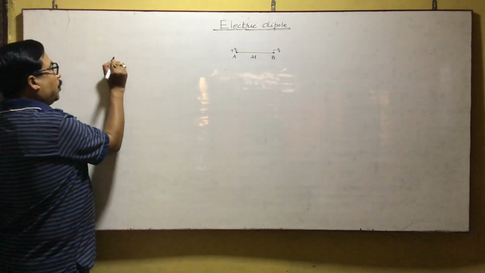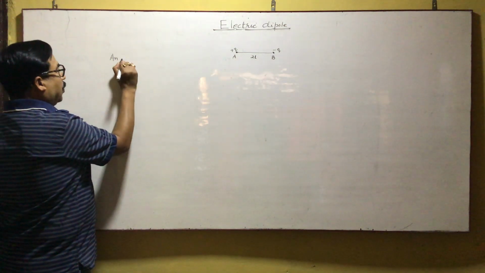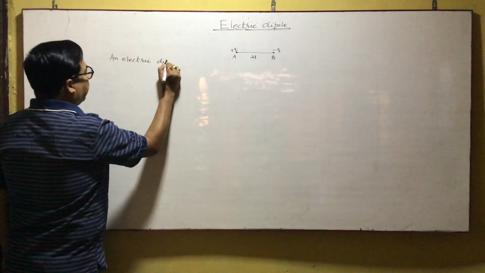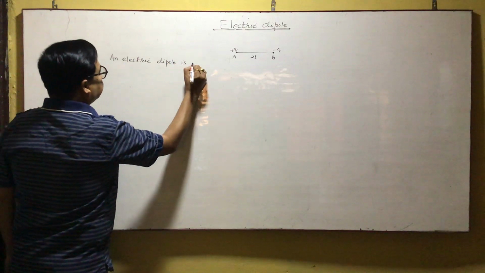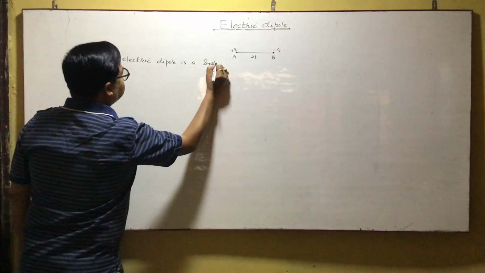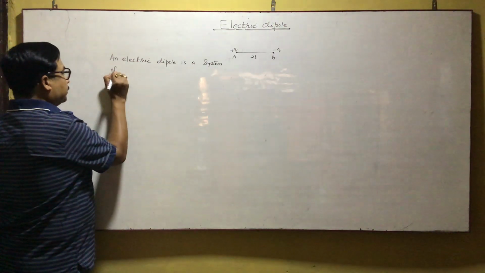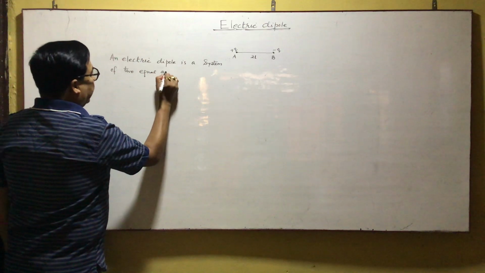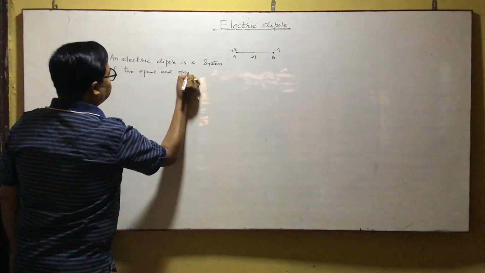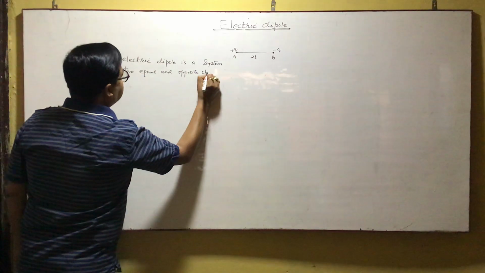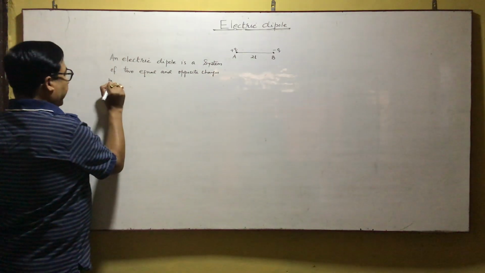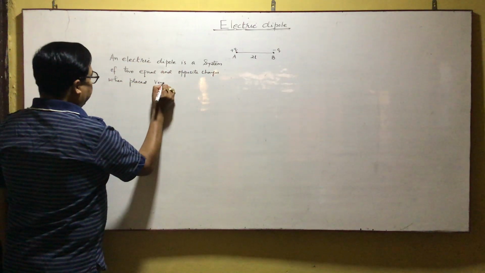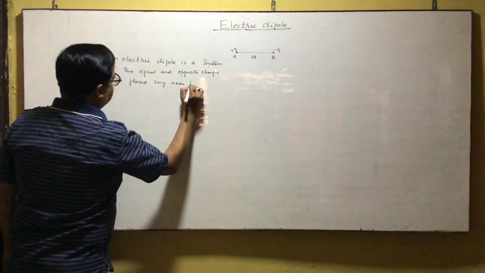So what is an electric dipole? An electric dipole is a system of two equal and opposite charges when placed very near together.